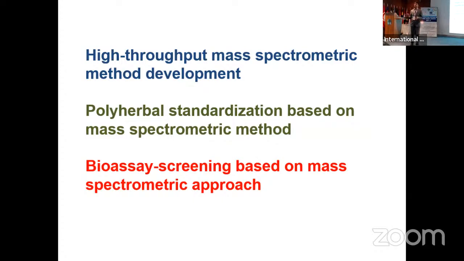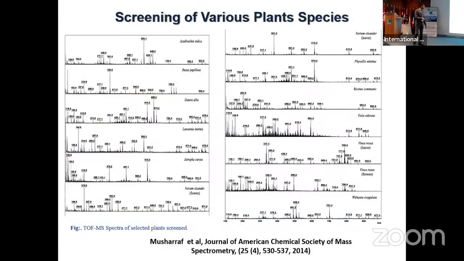Nowadays, people are moving towards bioassay screening based on mass spectrometry, because of its high sensitivity, which limits the use to very low concentrations of substrate and enzyme. So these three applications I'm going to cover in my upcoming slides.